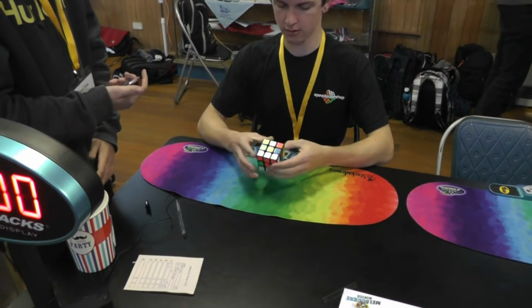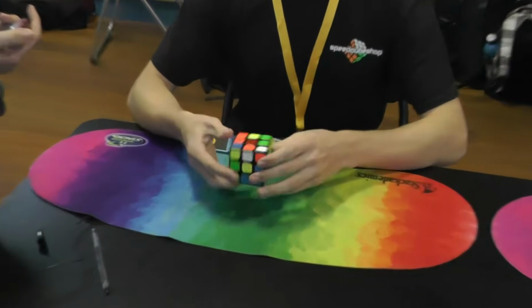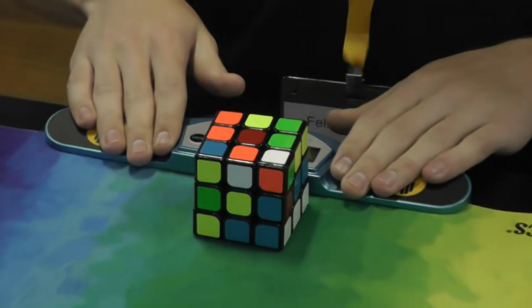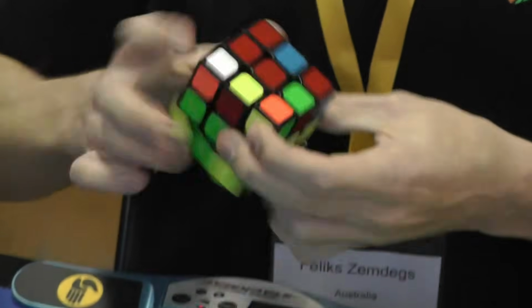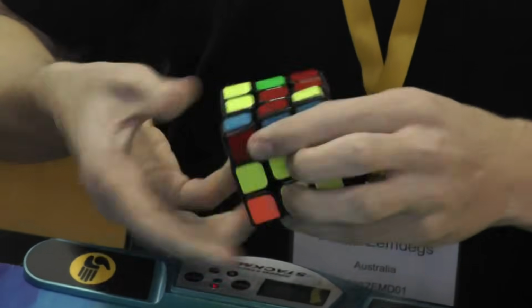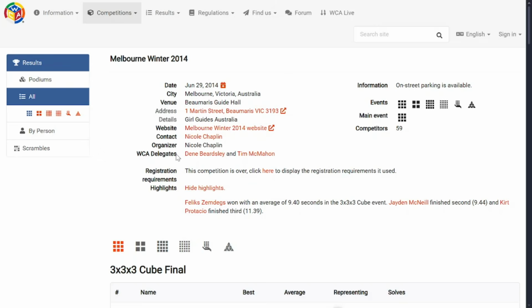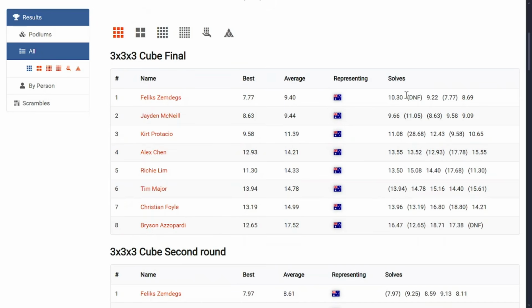This is Felix Zemdex, a professional speed cuber, and he's about to get the, at the time, world record for the fastest solving time for the 3x3 Rubik's Cube. Except his record is nowhere to be found in the archives.